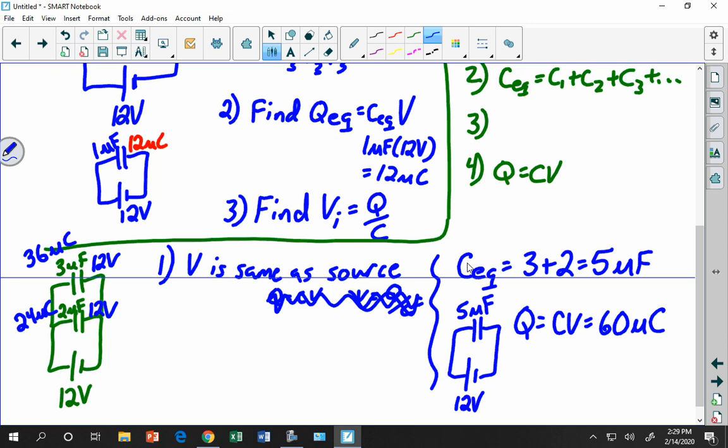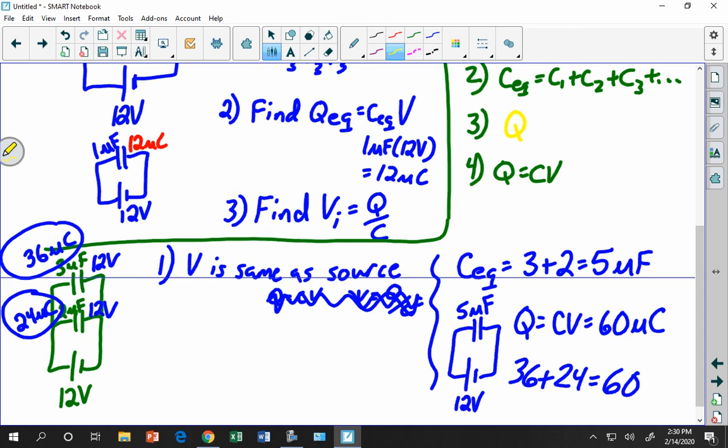I want you to notice that 36 plus 24 is equal to 60. The 36 that I had here and the 24 that I had here, that is equal to 60. So if I wanted to write another rule, I could say that Q total is equal to Q1 plus Q2. Like if I wanted to keep them all in parallel, I write it in that sort of hard to see yellow because it's not very useful to remember. Okay?